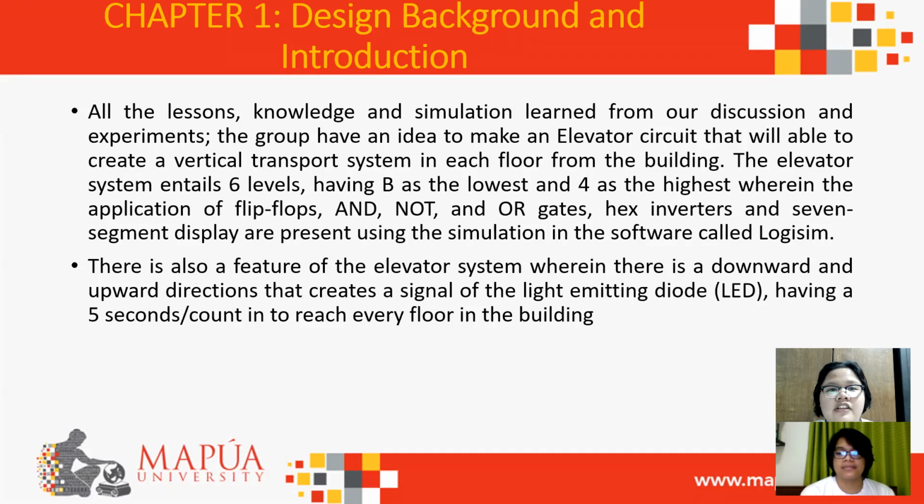So for chapter 1, which is the introduction, with all the lessons, knowledge, and simulation learned from our discussion and experiments, the group had an idea to make an elevator circuit that will be able to create a vertical transport system in each floor of the building. The elevator system entails 6 levels, having B as the lowest, which is the basement, and 4 as the highest, which is the 4th floor.